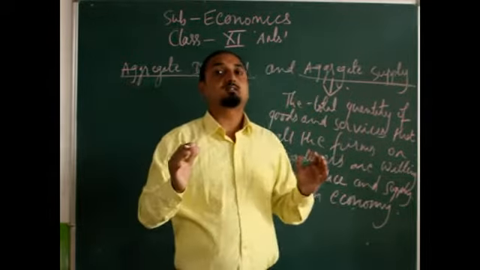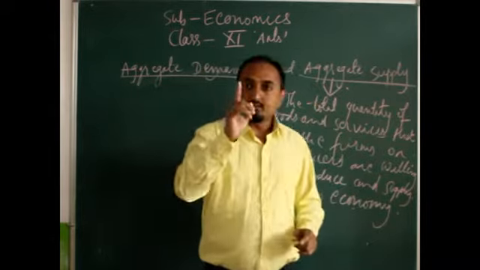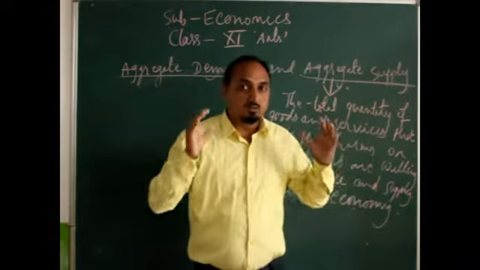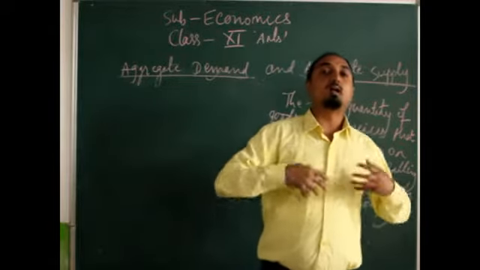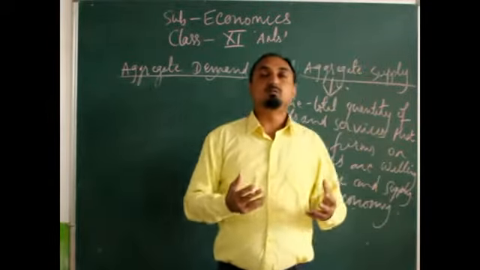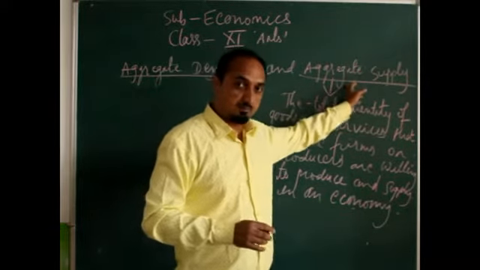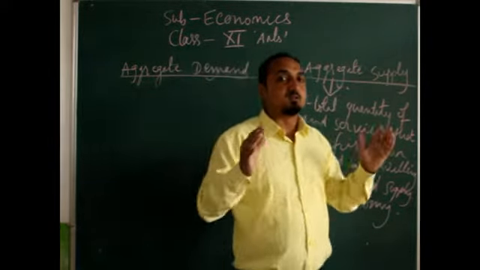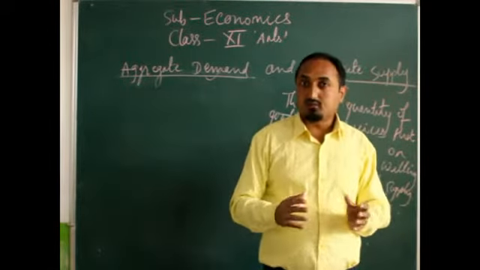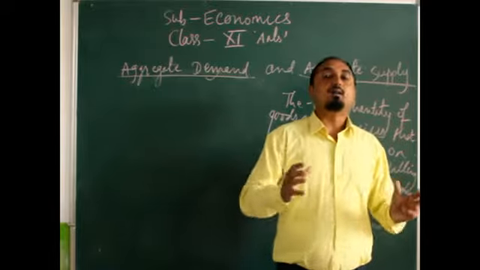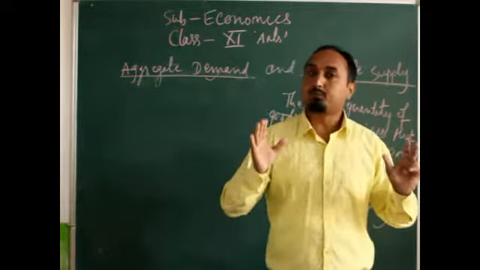So aggregate supply is not only the quantity supplied by an individual, it is the sum of all the individuals when they are supplying various types of goods and services together. Then we can consider this concept as aggregate supply. Aggregate supply is nothing but the total volume or total amount of goods and services produced and supplied in an economy by all the firms or producers.